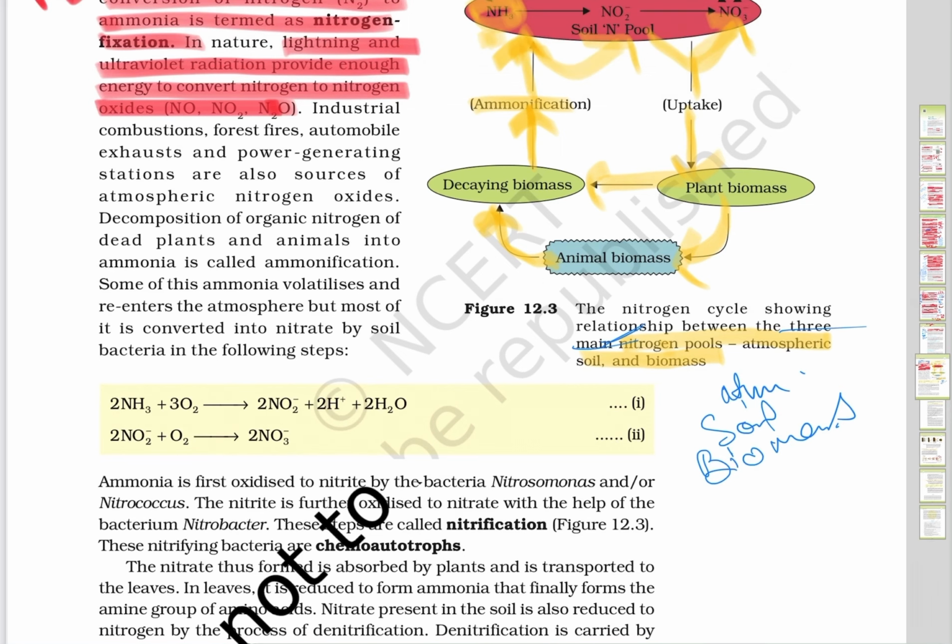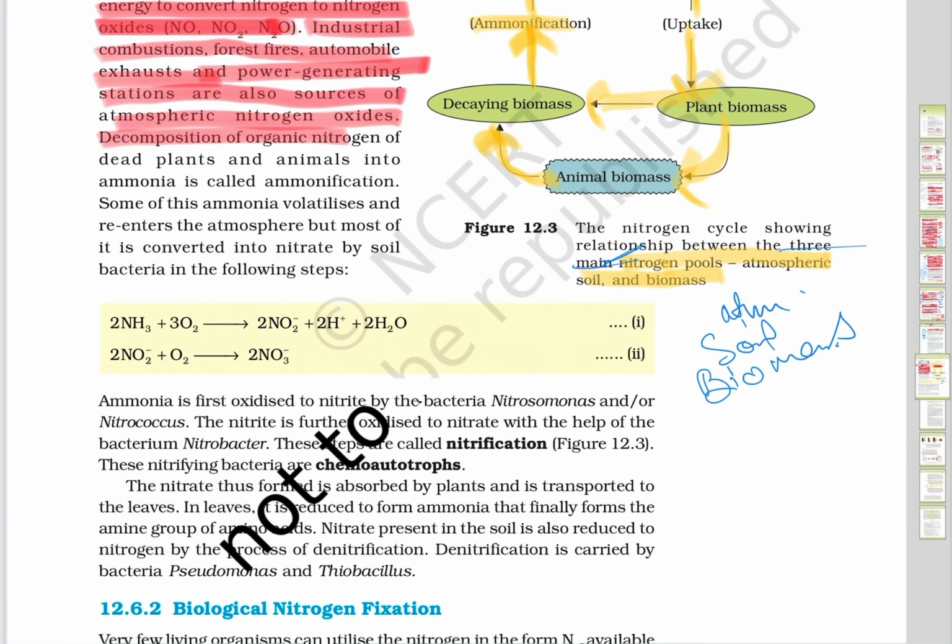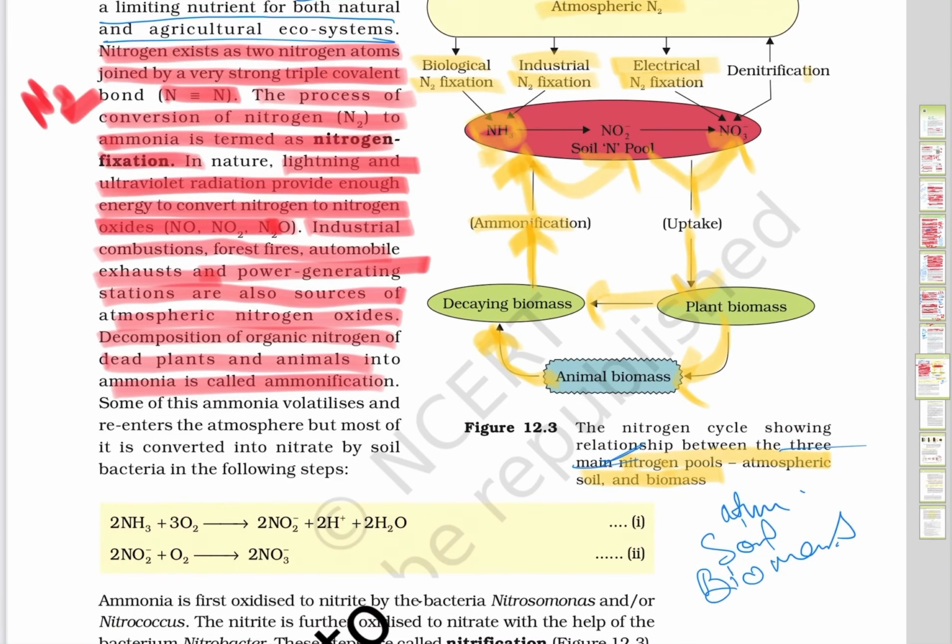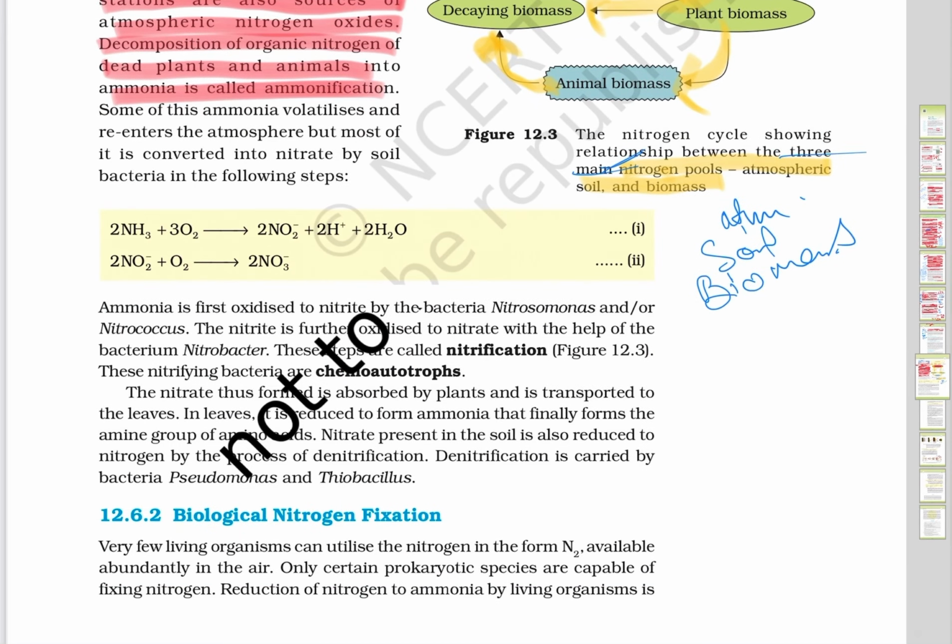Decomposition of organic nitrogen of dead plants and animals is ammonification. Some of this ammonia volatilizes and re-enters the atmosphere, but most of it is converted into nitrate by soil bacteria in the following steps. So these are the steps. How is ammonia converted to nitrite? Let's write the steps once.